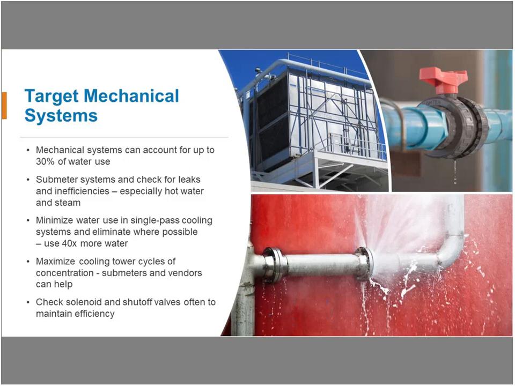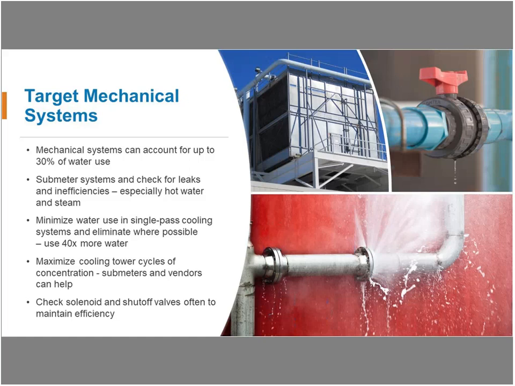So as I mentioned, mechanical systems are about 30% of water use within a facility. We recommend people submeter these and check them for leaks and inefficiencies often, especially if you have hot water or steam that's being used, because of the energy component as well. We encourage everyone to minimize single-pass cooling whenever possible. This is because the water basically is run through the system once and then discharged down to the sewer. In many cases, almost every case, the water can be used multiple times before it's actually discharged.